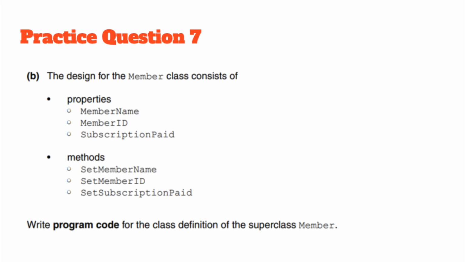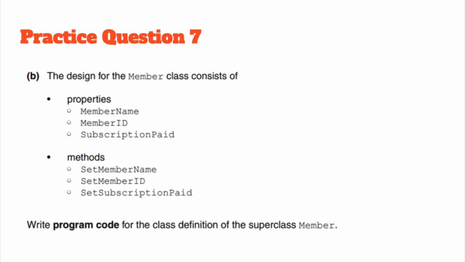Practice question 7 focuses on the design of the member class, which consists of the following attributes or properties: member name, member ID, subscription paid, and the methods in this class are set member name, set member ID, and set subscription paid. So 3 setters here. Write program code for the class definition of the superclass member. So pause the video and have a go.